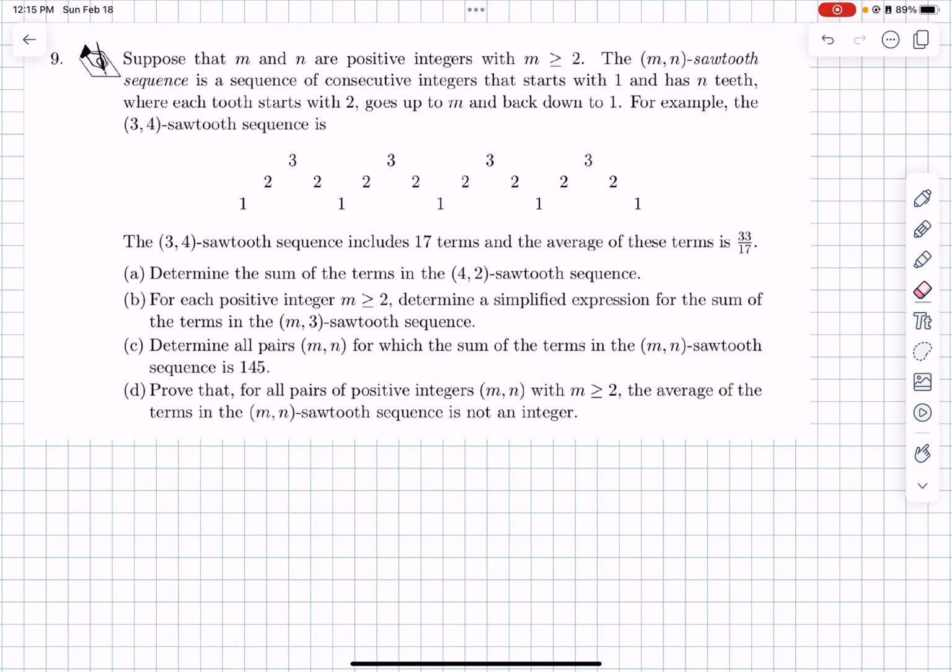So for example, this is the 3-4 sawtooth sequence. So it starts with 2 and it goes back down to 1. So this is what it looks like. Looks like a reversed check mark here. It goes up to m, which is 3 in this case, up to 3, and then back down to 1.